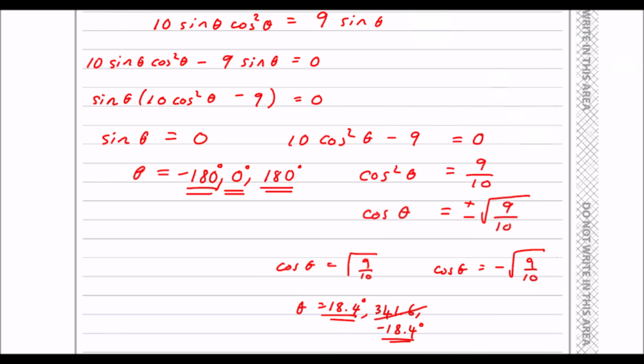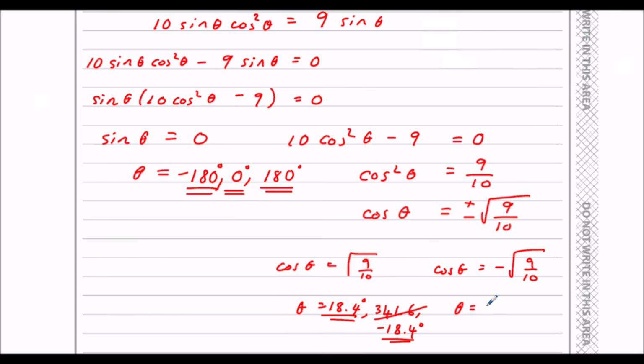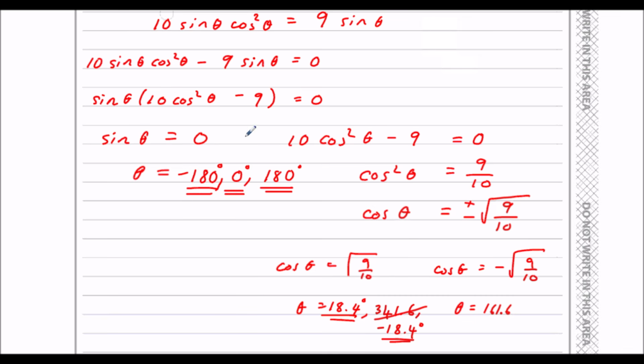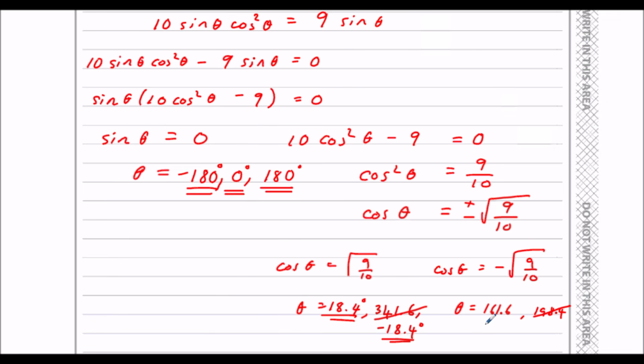For our negative one, so shift cos of the negative square root of 9 tenths, so 161.6. And again, we'll do 360 minus answer, which is 198.4. We don't want that. But it repeats every 360, so we'll go back 360, negative 161.6. So we've got all of those answers.